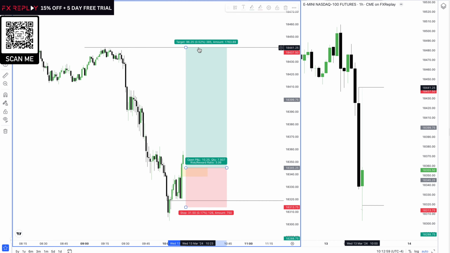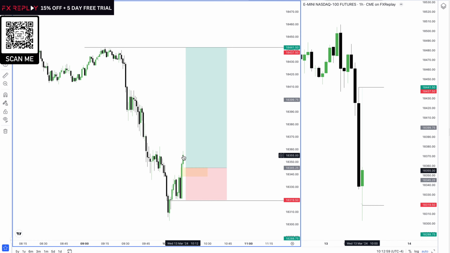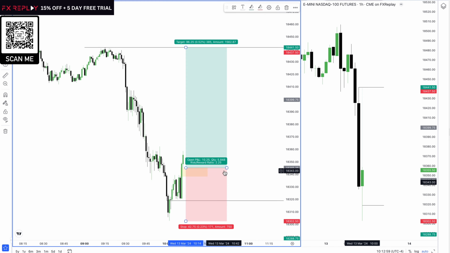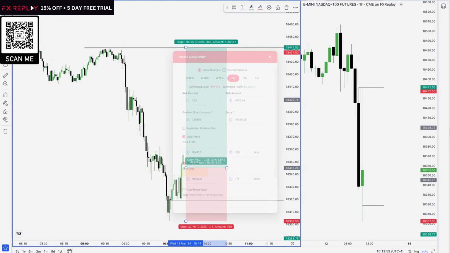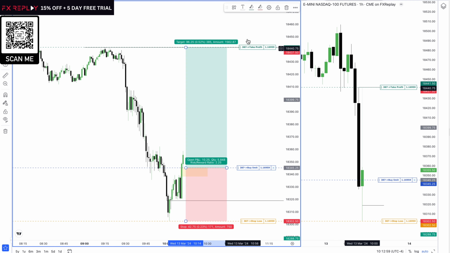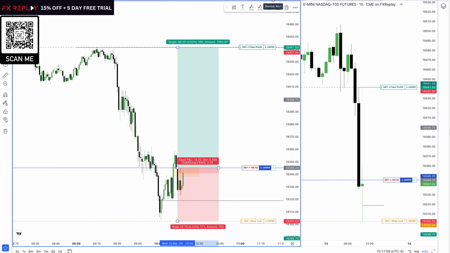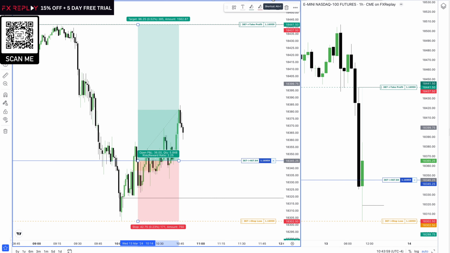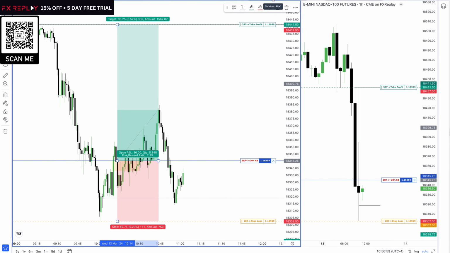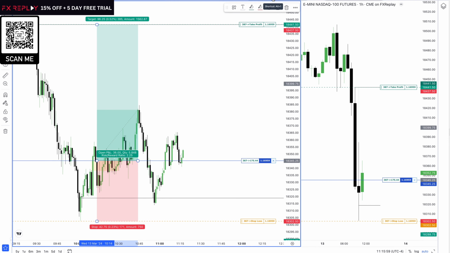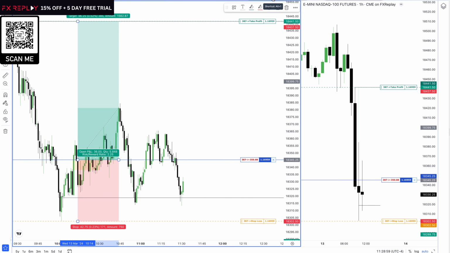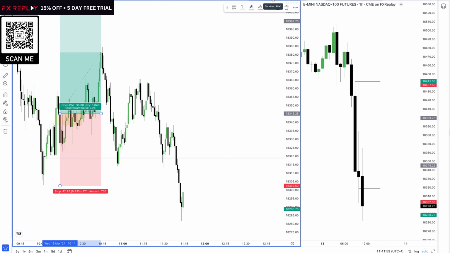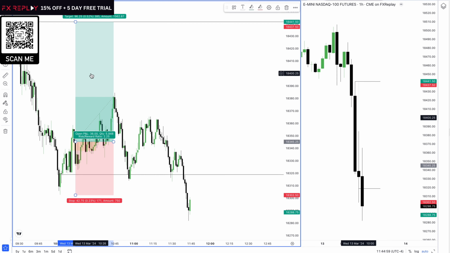Target the highs here. Stop below the low, or below this swing low, for 1 to 2. 1%. And let's see what price gives us. It gave a little push, and then went to stop loss. Let's go to the next day.